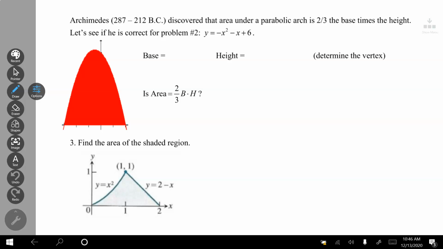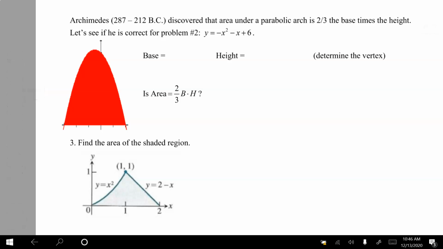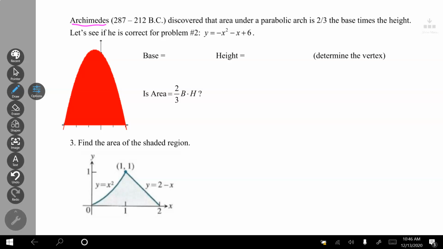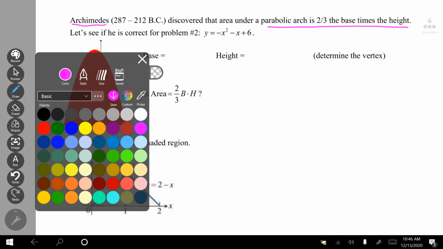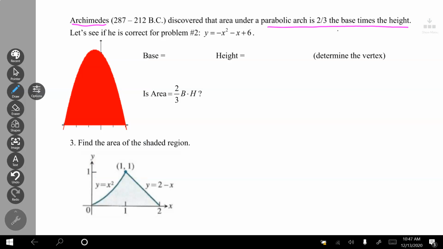Okay, going back to the last problem, this red is the graph of that last problem, and we just found out the area was 125 over 6. Archimedes, who lived a long time ago, figured out that this area is 2/3 base times the height, or 2/3 of the circumscribed rectangle.